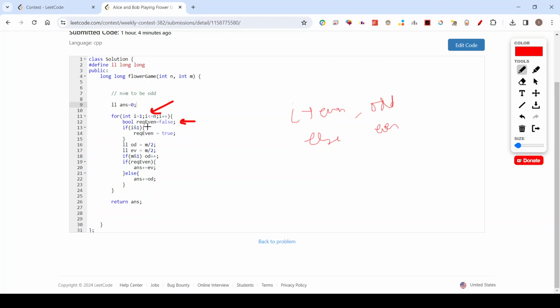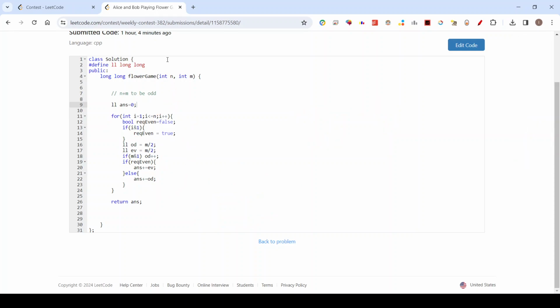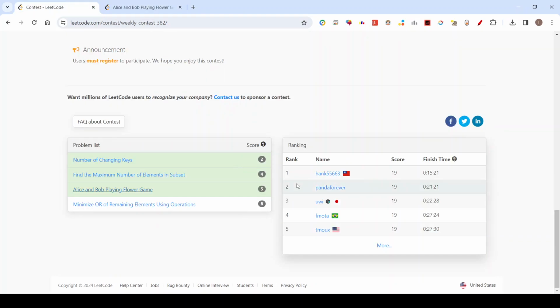So if my i is odd, I set required even equal to true, otherwise required even equal to false. And in the range m, there are m by 2 odd and even numbers, and there is one more odd number if m is odd. Let's say m is 5, so you can see here odd numbers are m by 2 plus 1, right? So if m is odd, and then if required even is true, I needed to count the even numbers, otherwise I needed to count the odd numbers. So yep, that was it, and I hope you got my explanation.